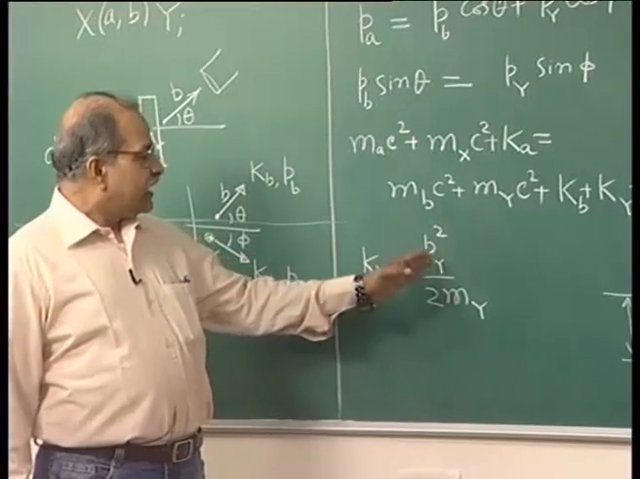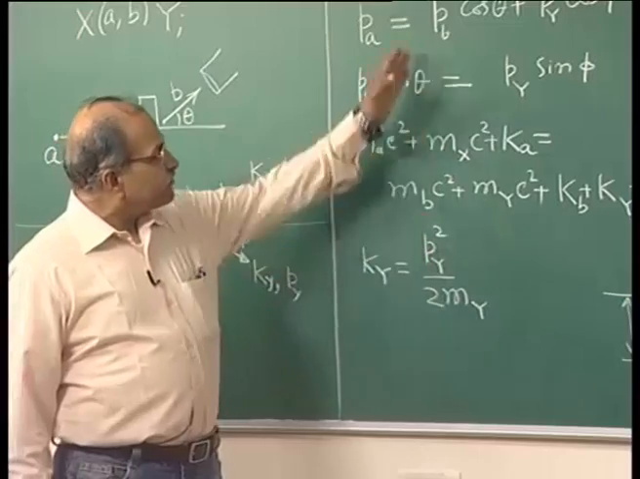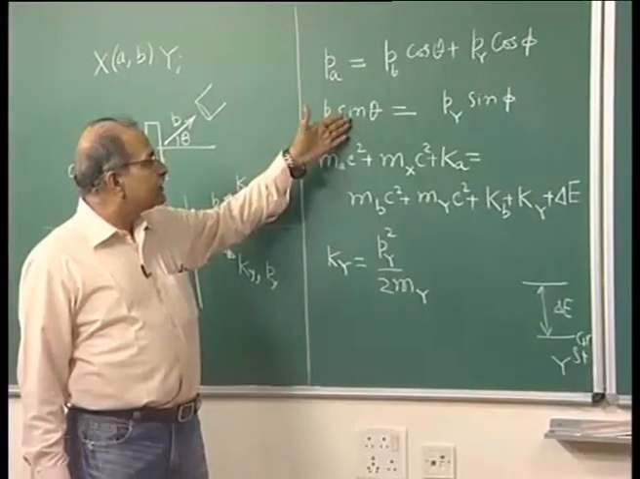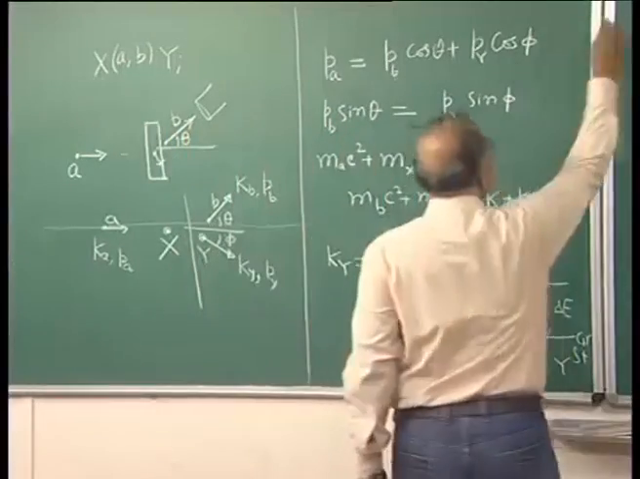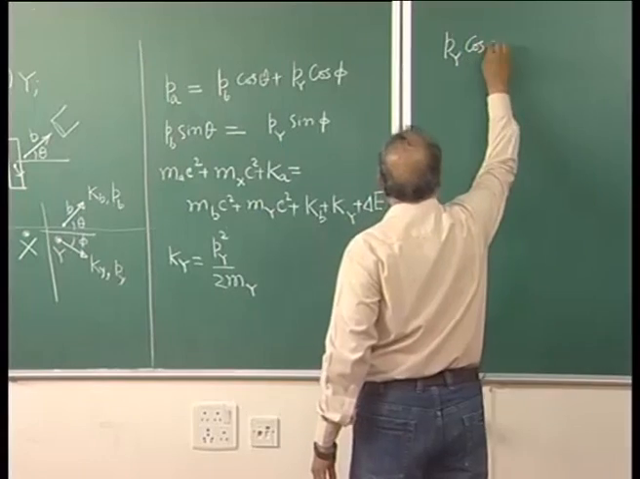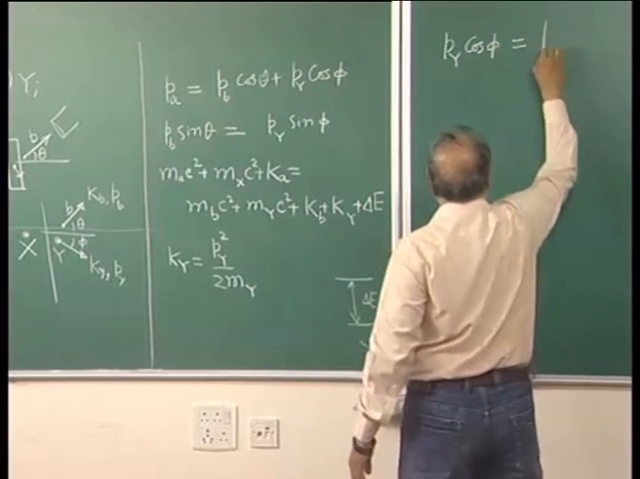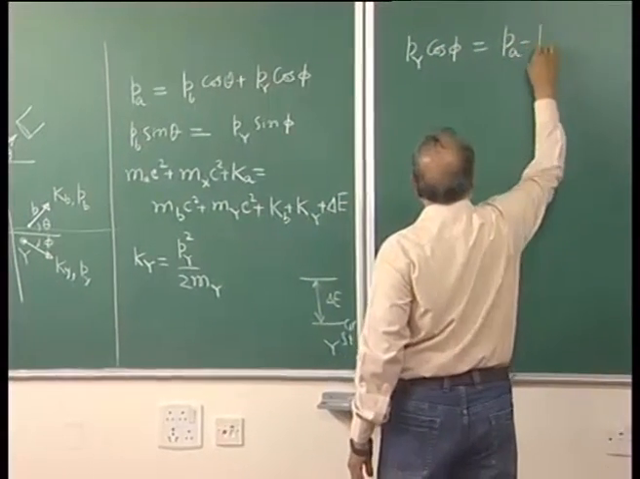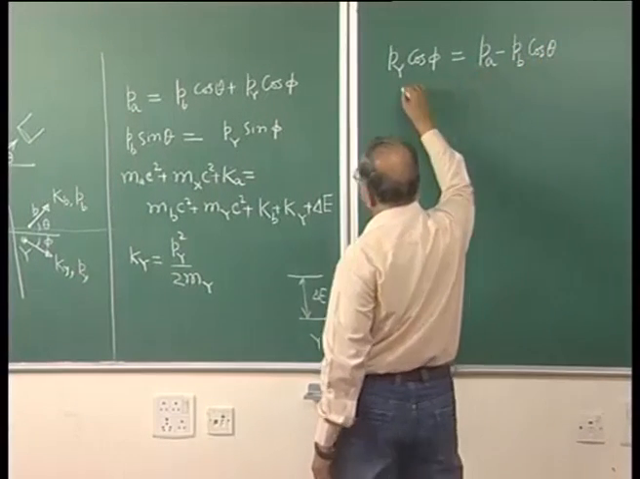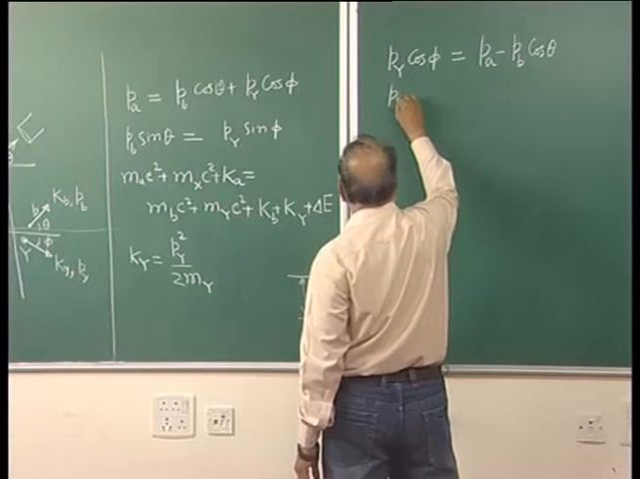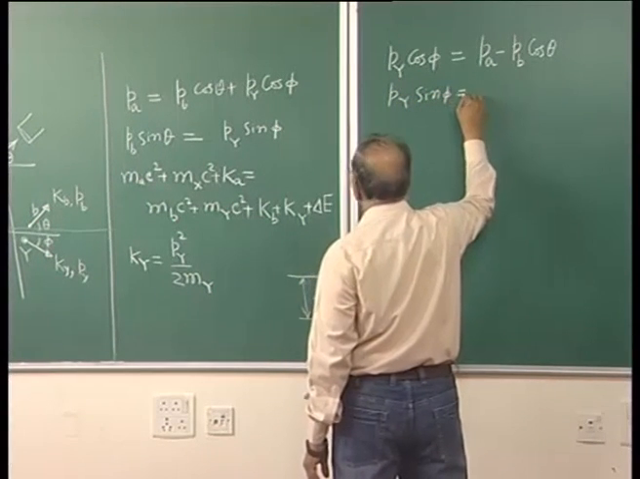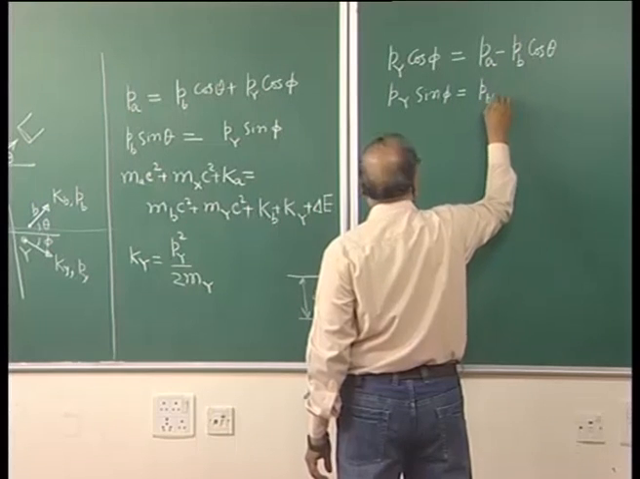And this p_y I can get from these two equations, which are the linear momentum conservation equations. You can write from here p_y cos φ is equal to p_A minus p_B cos θ, and the second equation is p_y sin φ is equal to p_B sin θ.